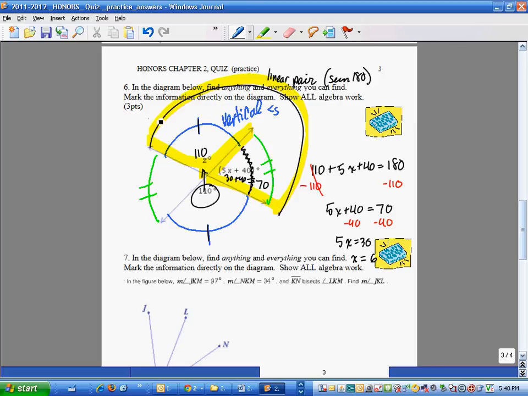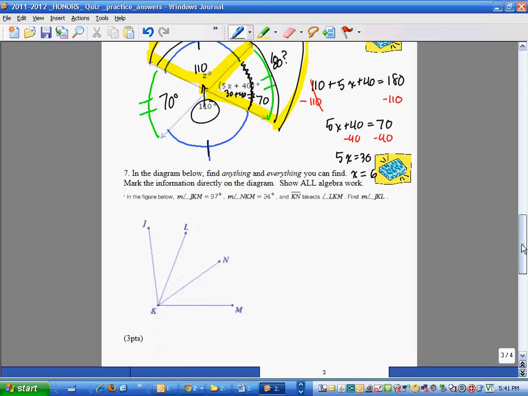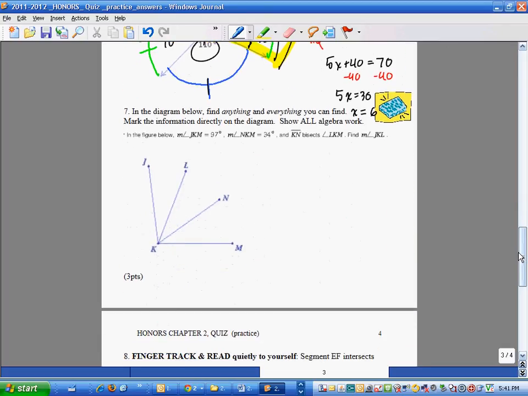In the diagram below, find anything and everything that you can find. Mark the information directly on the diagram. Okay, it says JKM, so I go JKM, trace and sweep, is 97 degrees. Get in the habit of crossing stuff out as you account for it. We're also told NKM is 94, so NKM, trace and sweep, is 34 degrees.